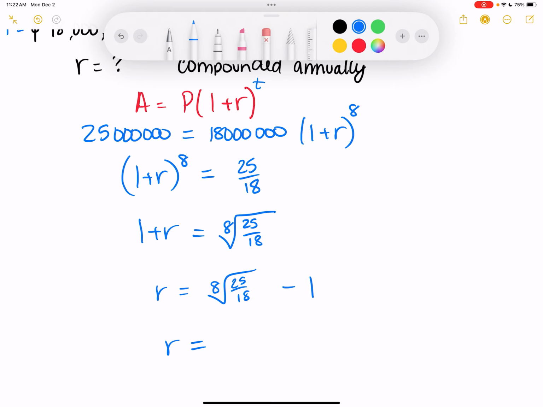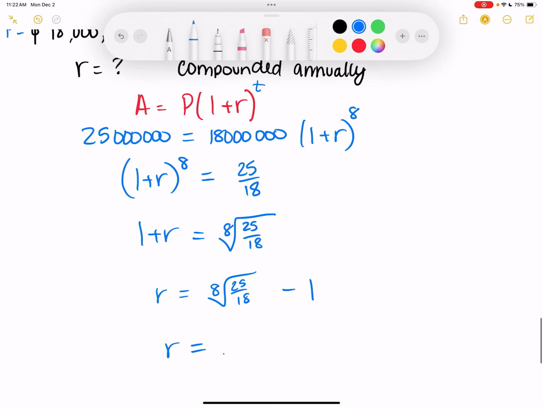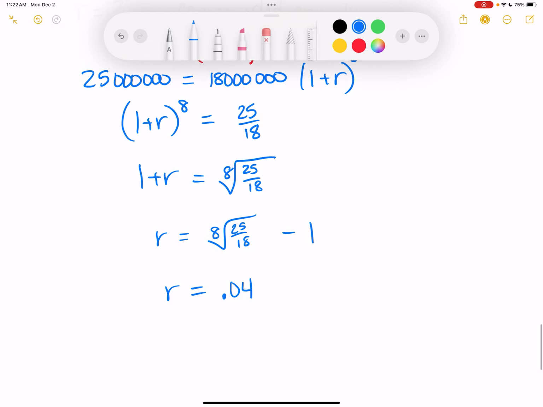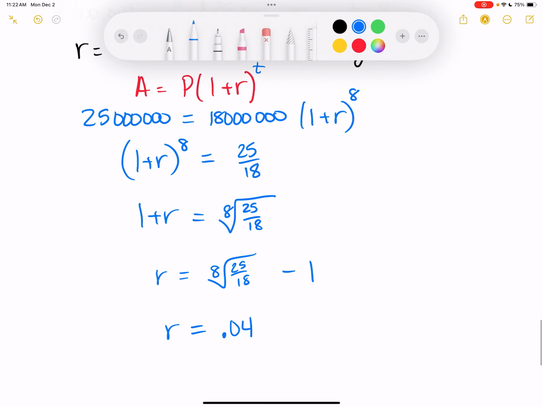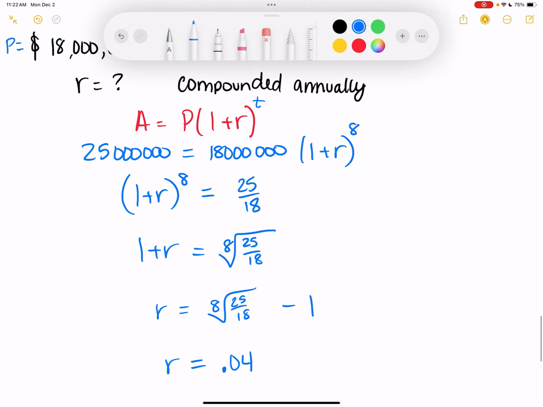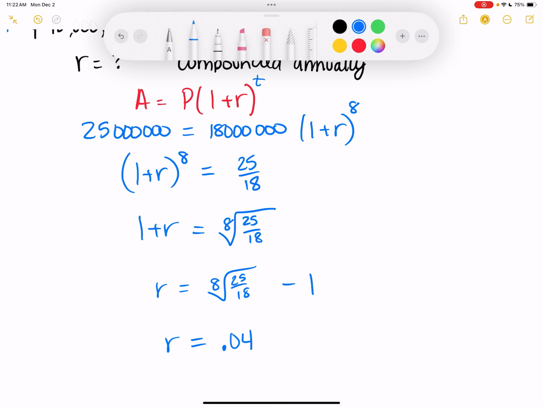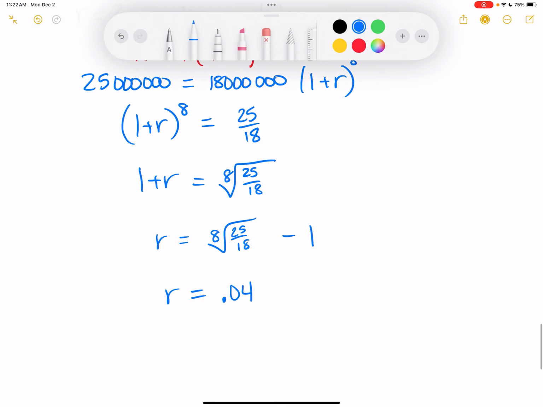I got 0.04. Yep. So then it wants the interest rate, so we want that as a percent. So we'll say that this is 4% for our final answer. Any questions on that one? Hopefully these aren't the scariest word problems you've ever seen. They're not too bad. They pretty much give you everything you need.